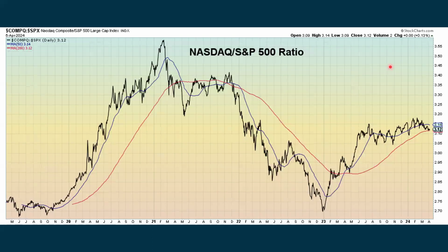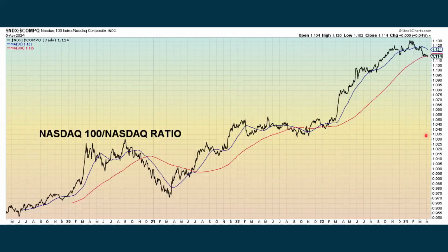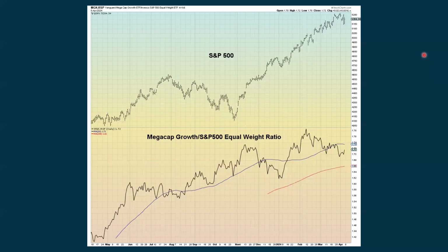the upward move. We look at the NASDAQ, which is doing really well, and the S&P 500. Overall, the NASDAQ is outperforming, but also lately it's been pulling back, coming down to this longer-term moving average. We'll look at the NASDAQ 100 and compare it with the NASDAQ. Pretty much the same story. The NASDAQ 100 has been outperforming, but now coming back down, also suggesting that we're seeing the rest of the NASDAQ perform better.